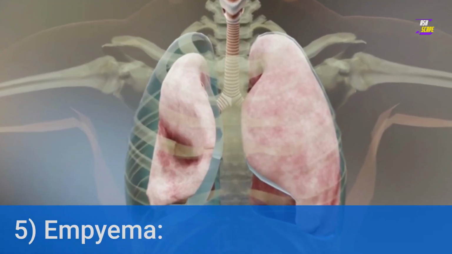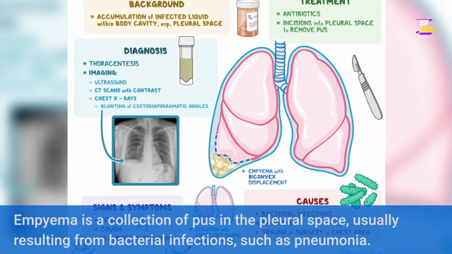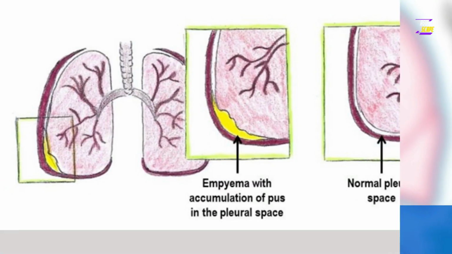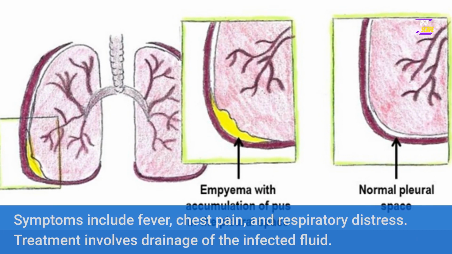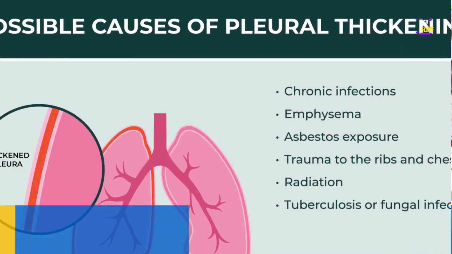5. Empyema. Empyema is a collection of pus in the pleural space, usually resulting from bacterial infections, such as pneumonia. Symptoms include fever, chest pain, and respiratory distress. Treatment involves drainage of the infected fluid.